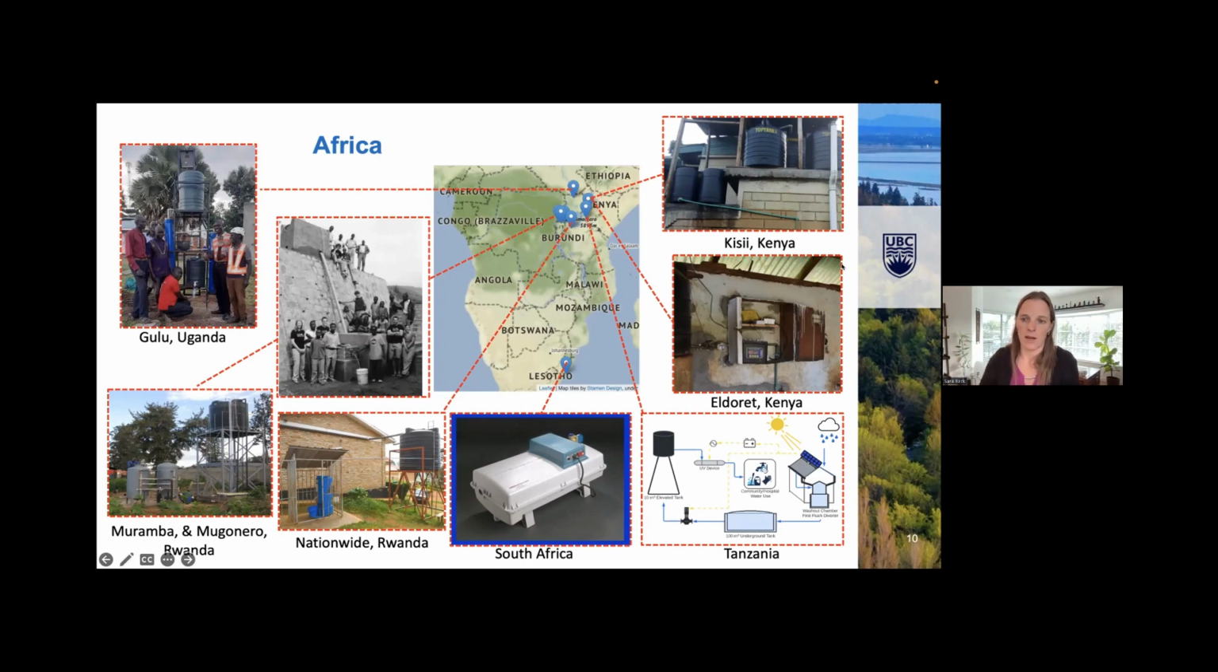The next one is Eldoret, Kenya. So this was one that was also submitted. This is Purdue University from Chip Blatchley and Margaret Bousset. And here they were working at a primary school serving 400 people.